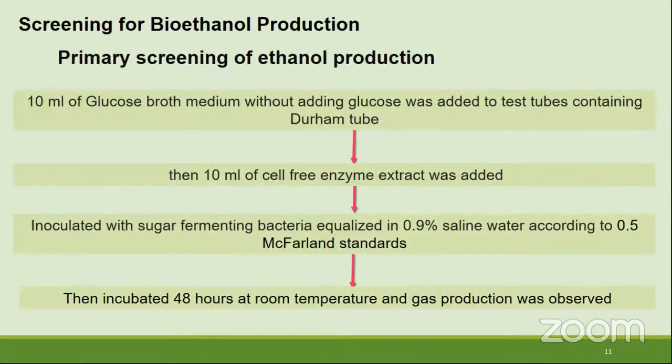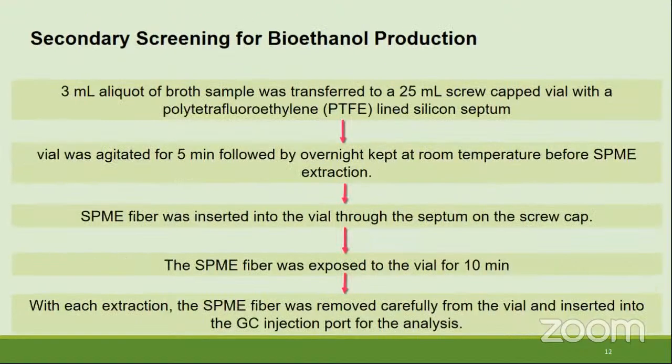The production of bioethanol by following the previously mentioned procedure was screened using two methods: primary screening and secondary screening. Primary screening of bioethanol production was done using Durham tubes according to this procedure. The secondary screening of bioethanol production was done using solid phase microextraction combined with GCMS.